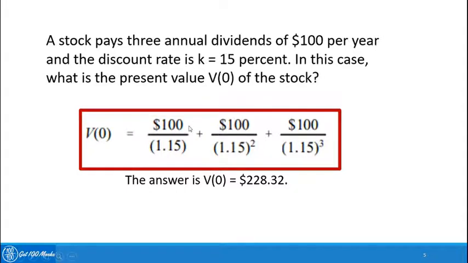Now, $100 are the dividends received by the investor for three consecutive years, and the expected rate of return of the investor is 15%. That is why we have taken the value of K as 15 in this formula. By using these values, when we calculate the present value, the answer is $228.32. I hope you understand the formula well.